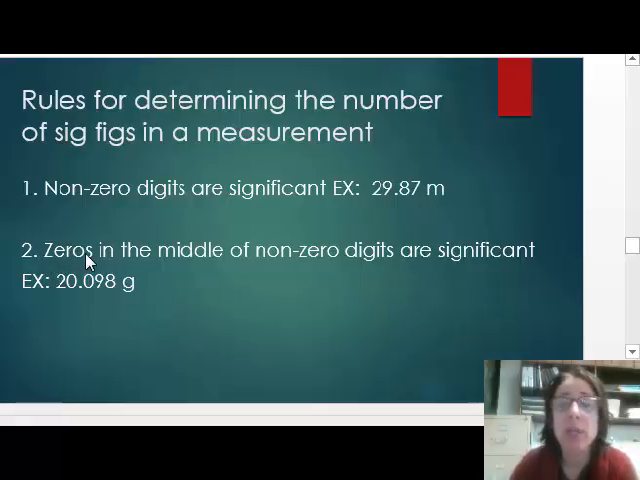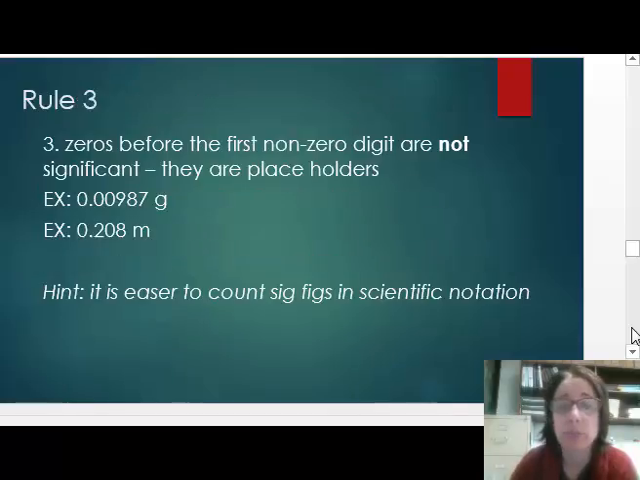Secondly, zeros that are between non-zero digits are significant. Consider 20.098, or 20 98/1000 grams. This measurement has 5 significant figures.